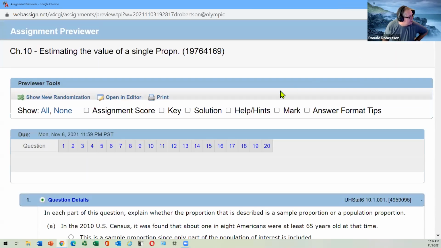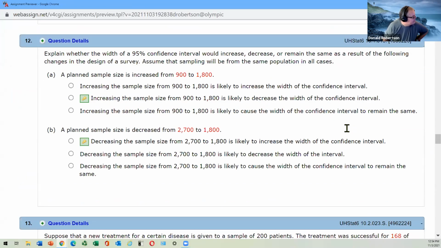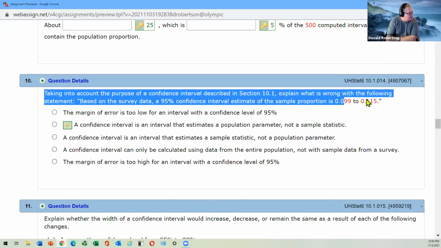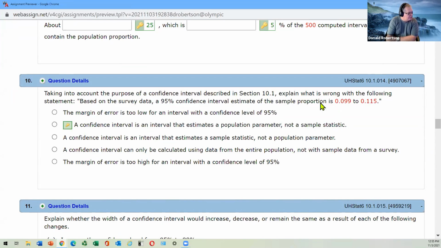Okay, so it's question 10. Let's put in those two guys, see what we get. A confidence interval is an interval that estimates a population parameter, not a sample statistic. Well, that is true, but there is nowhere in that sentence, at least nowhere I can see, where they mention that that's what you were estimating. Can someone see why they picked that one? I know it is true.